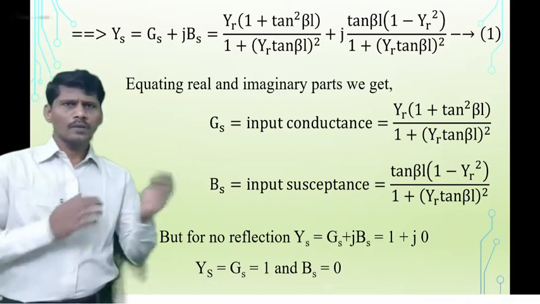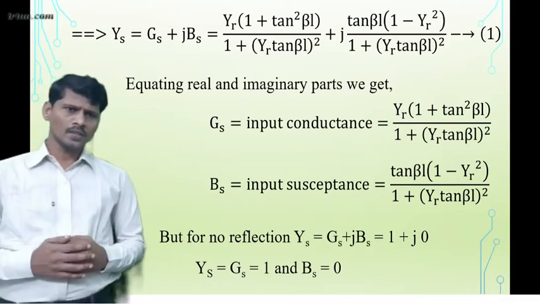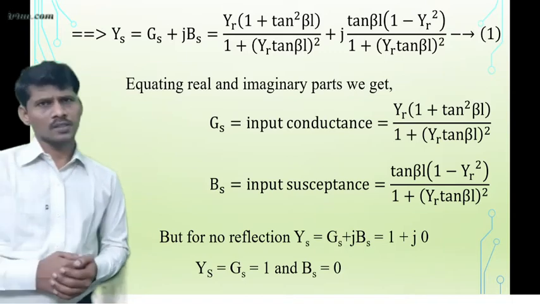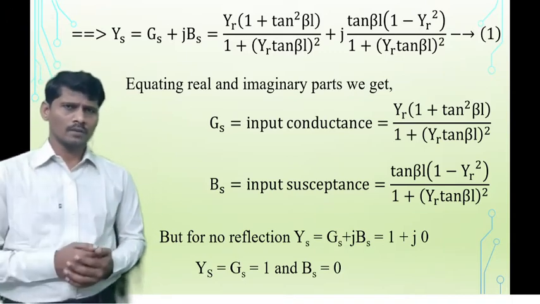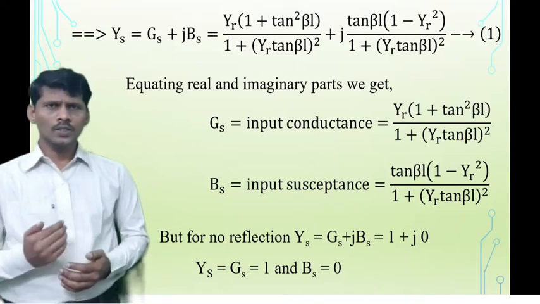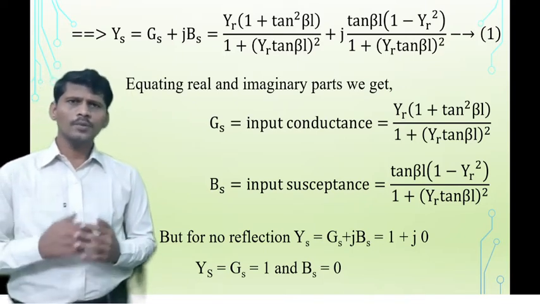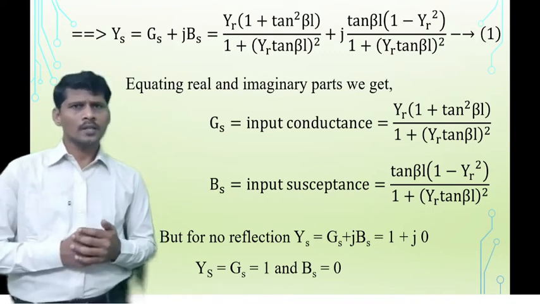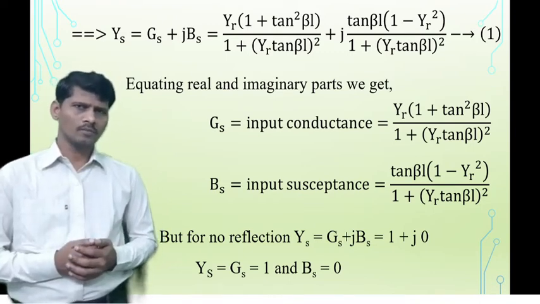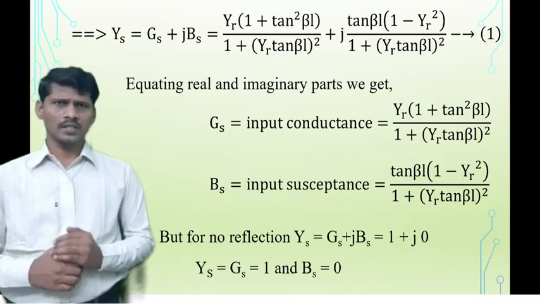But for the no reflection condition, the normalized admittance Ys is equal to 1. But Ys is equal to Gs plus j Bs, so equating real parts and imaginary parts on both sides, Gs is equal to 1 and Bs is equal to 0 for the no reflection case.